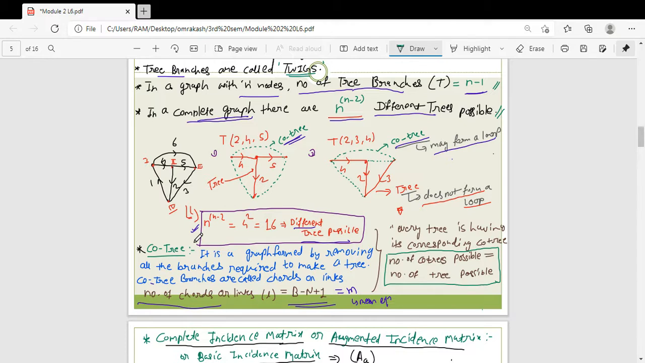Okay, now, what is that? Number of chords or links is equal to b minus n plus 1. The same formula I already explained in your unit number 1. The formula is for the number of mesh equations, right? And see here, every tree has a corresponding cotree, so the number of cotrees possible is equal to the number of trees possible.